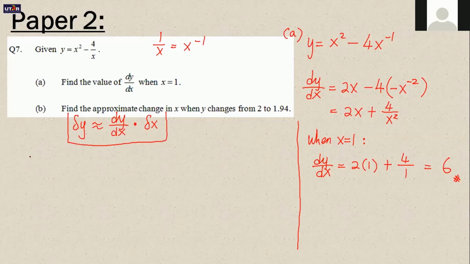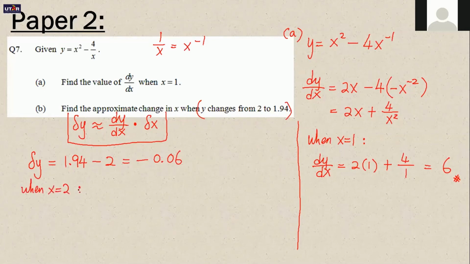So from the question, we know the delta y, because y changes from 2 to 1.94. So you are going to have 1.94, you find the small change, minus 2. So from here, you have negative 0.06. Right? Then I also need to find the dy over dx when x equals 2.